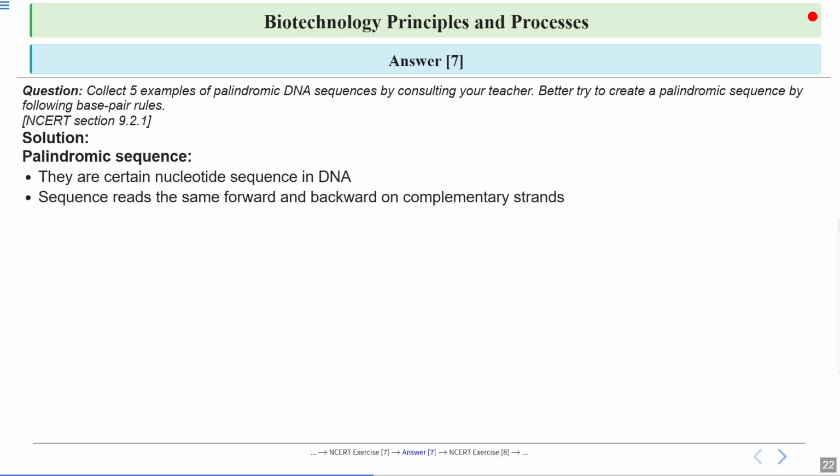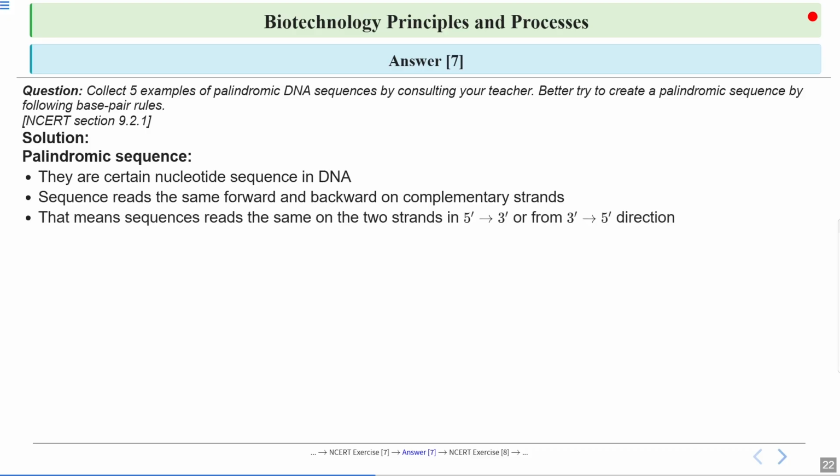The example which is mentioned in your NCERT book is the Malayalam word. If you read the Malayalam from starting to end and from end to start, you will spell the same thing. So those types of sequences are called palindromic sequences. So that means the sequence reads the same on the two strands, if you read it from 5 prime to 3 prime or 3 prime to 5 prime direction.